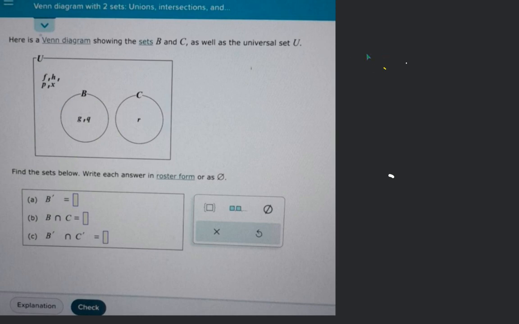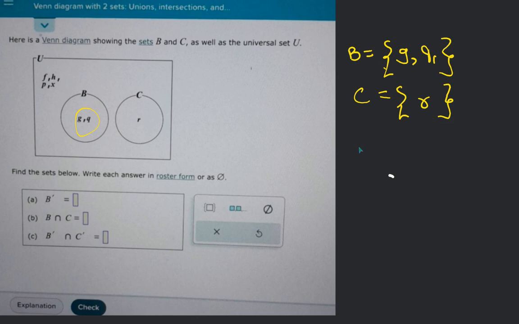So here's a Venn diagram showing the sets B and C as well as the universal set U. From the sets below, we have to give the answer in roster form. First of all, let's write the elements that are there in each of the sets. In set B, we can see there are two elements, that is G and Q. In the same way, in set C, we have only a single element, that is R.